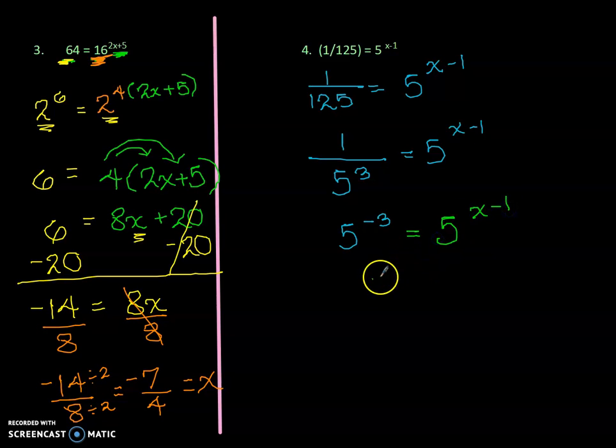So since I have the same base, I'm going to bring down the exponents and set them equal to each other. Negative 3 equals x minus 1. And then from here, I'm going to add 1 to both sides to isolate x. And I have negative 3 plus 1, which gives me negative 2.